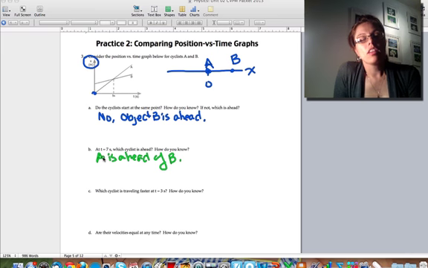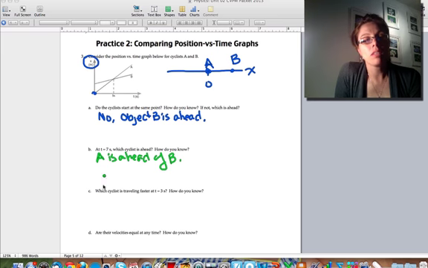Which cyclist is traveling faster at 3 seconds? Well, to look for how fast they're going, we need to look at the slope. Object A always has a steeper slope than object B. So object A is always going faster than object B.